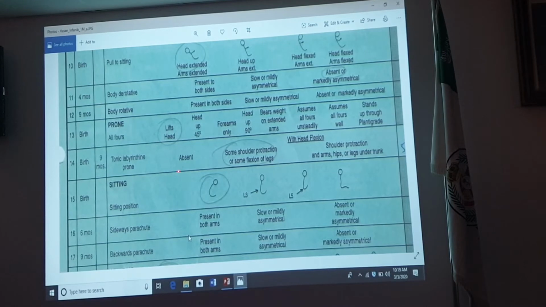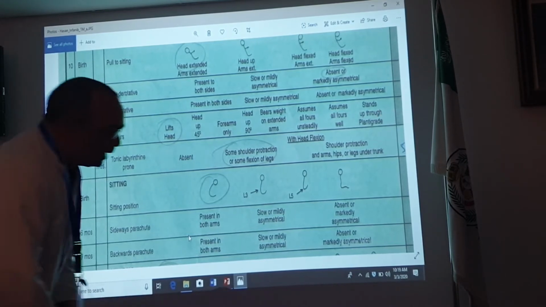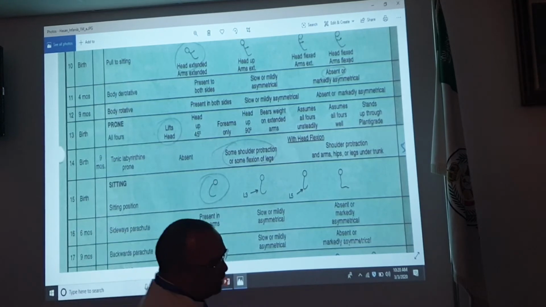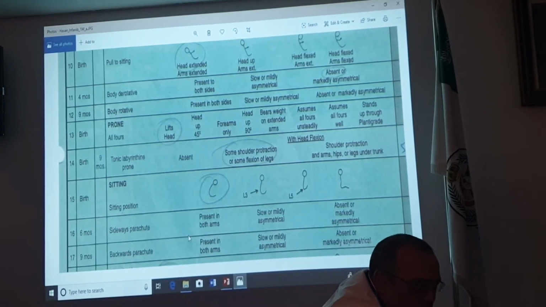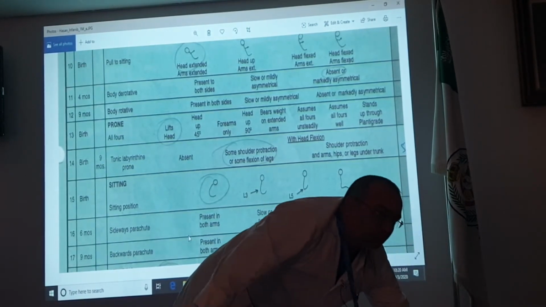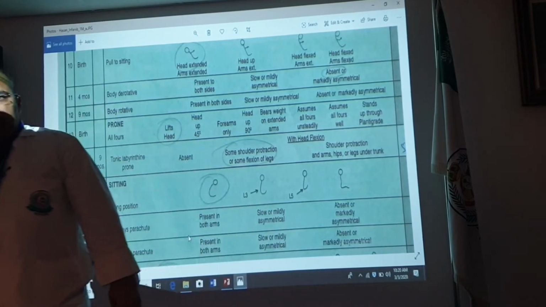Then you see head lifting up to 45 degree. Then the child goes on forearm. Then head lift up to 90. Bears weight on extended arm. Assumes all fours unsteadily, losing balance. All fours well, and the child is able to stand through plantigrade. So standing through plantigrade is like this. The child will come and then stand up. Or if support is required, you judge how much support the child is taking. The child can still take support and stand up. But when we say this is standing through plantigrade, I expect the child to stand alone.